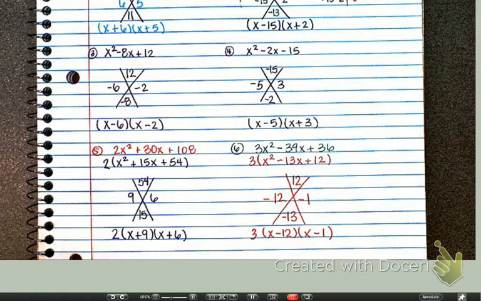How do we feel about our first round of factoring? Not too bad? Awesome. Any questions, comments, or concerns?